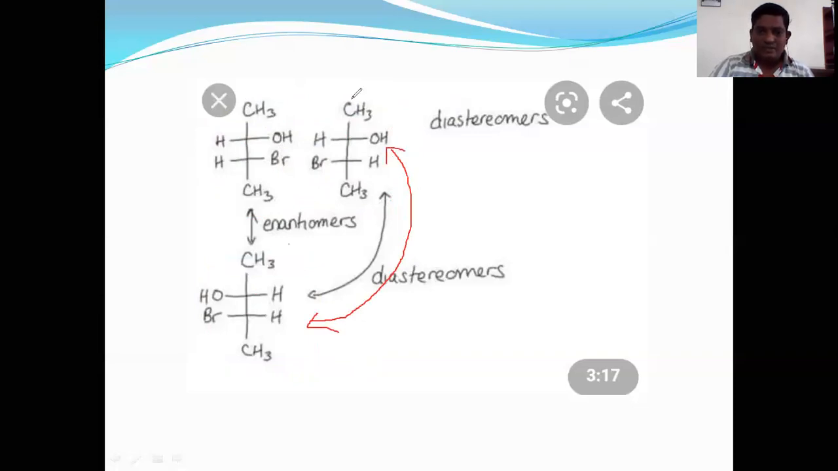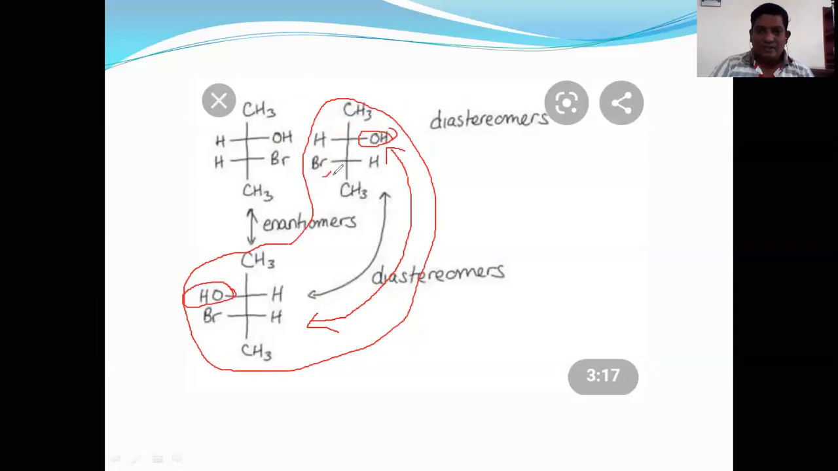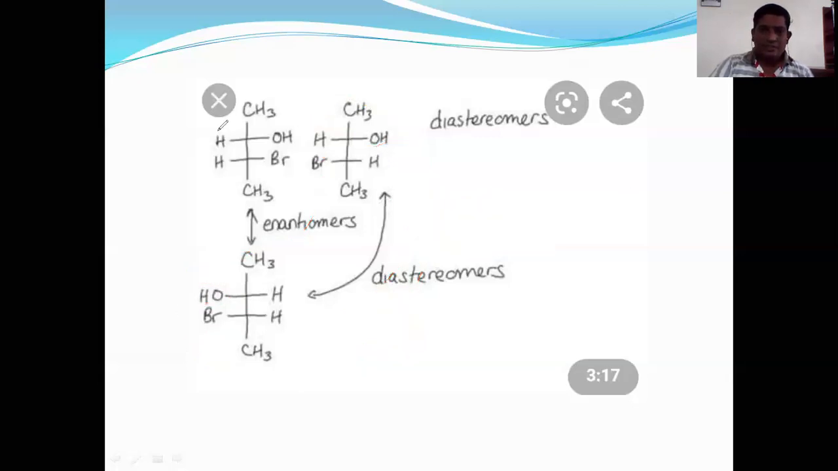Now I'm taking these two isomers, and these two isomers are non-mirror images. OH on the right hand side, OH on the left hand side. Bromine on the left hand side, and here bromine on the left hand side. They are known to be diastereomers. Now, what is a diastereomer? Diastereomers are non-mirror images, and non-superimposable. Can you identify what is the enantiomer pair?